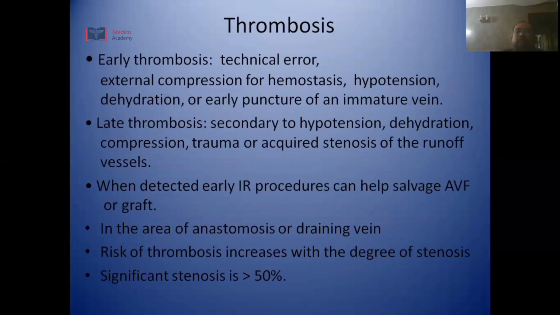Early thrombosis happens because of technical error, external compression for hemostasis, hypotension, dehydration, or early puncture of an immature vein. Late thrombosis can happen secondary to hypertension, dehydration, compression, trauma, or acquired stenosis or runoff vessels. When detected early, an IR procedure can help salvage the AV fistula graft. In the area of anastomosis or draining vein, thrombosis can be assessed. The risk of thrombosis increases with the degree of stenosis, and significant stenosis is when there is more than 50%.